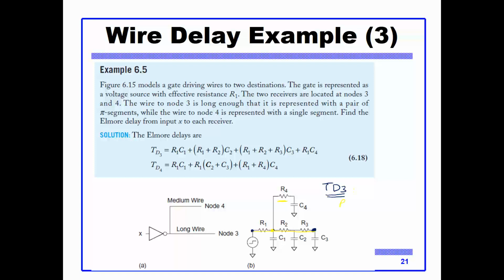So this is R1 multiplied by C1 plus C4 at this point. Then this second point, which is R1 plus R2 multiplied by C2, plus the last one, which is this one here. You see the path all the way, R1 plus R2 plus R3 multiplied by C3.